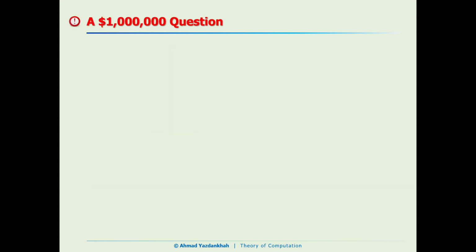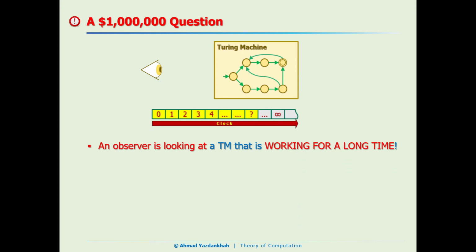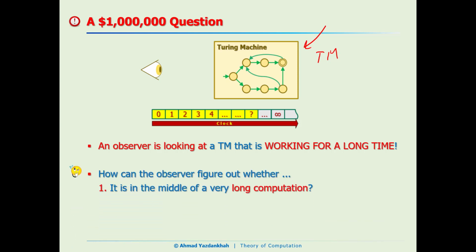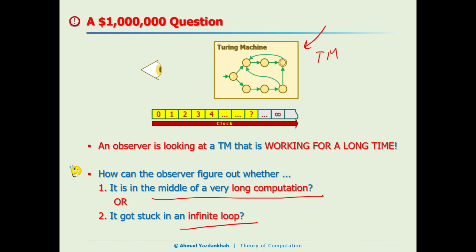Let me ask a very important question that is really worth $1 million. Let's assume that this is a Turing machine and it is working for a long time. Now the question is, how can I figure out whether it is in the middle of a very long computation or it is in an infinite loop? Okay, should I wait? Can I prove that this machine is in a long computation? Or can I prove that this Turing machine is really in an infinite loop?